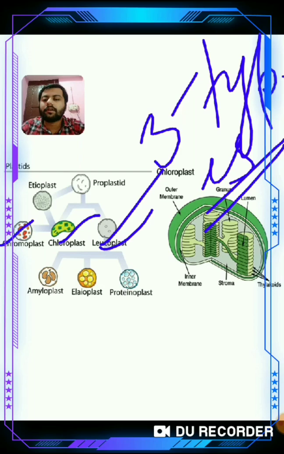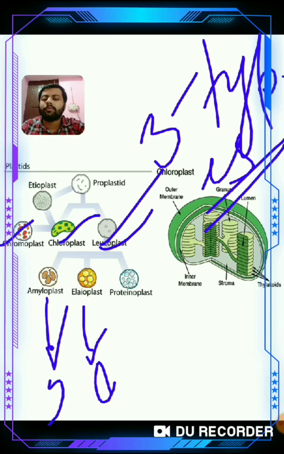Etioplast is also considered a leucoplast. That means etioplast does not contain any type of pigmented plastid. Proplastid, that means the earlier stage of plastid, is known as proplastid. Amyloplast contains starch, elaioplast contains lipid, and proteinoplast contains protein.